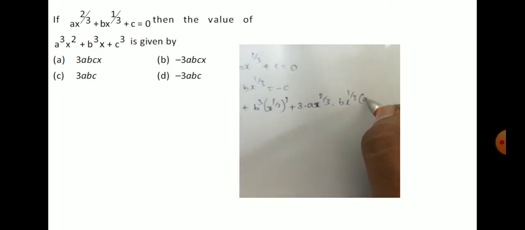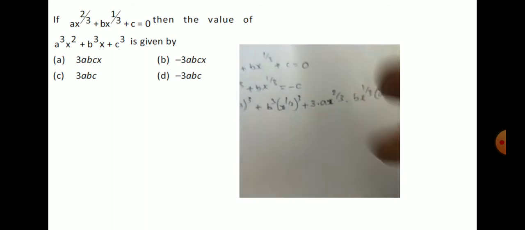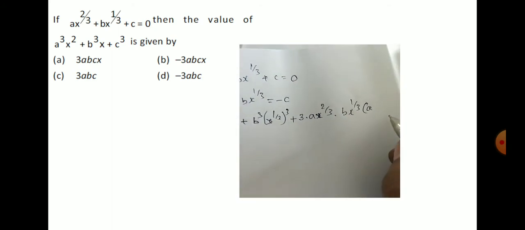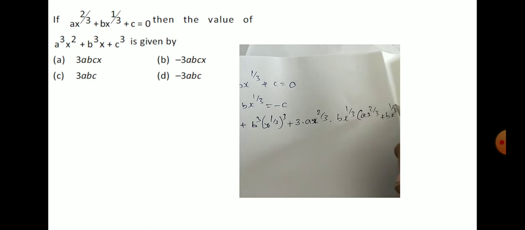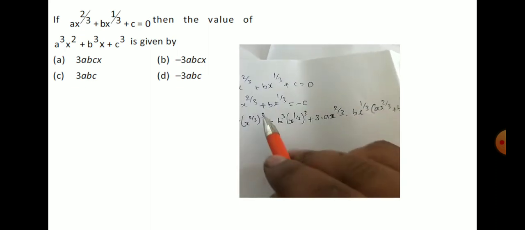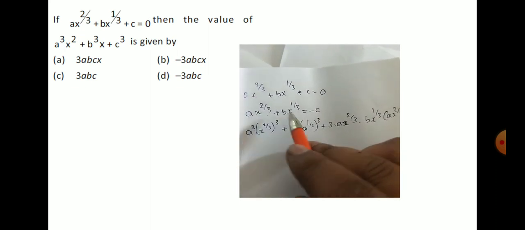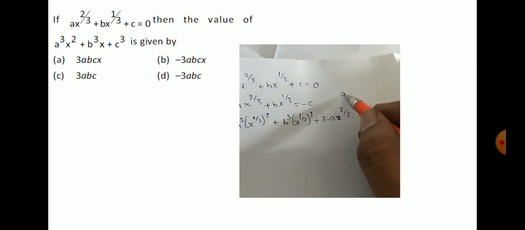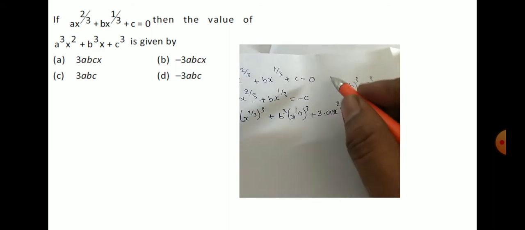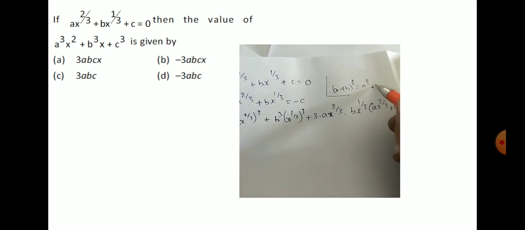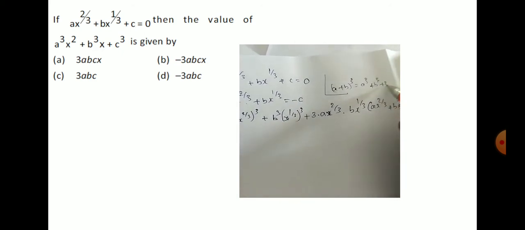Here a plus b means ax^(2/3) + bx^(1/3). Okay, that is all. The way I have done it is, I have taken the cube of this and applied (a + b) whole cube, that is a cube plus b cube plus 3ab into (a + b).